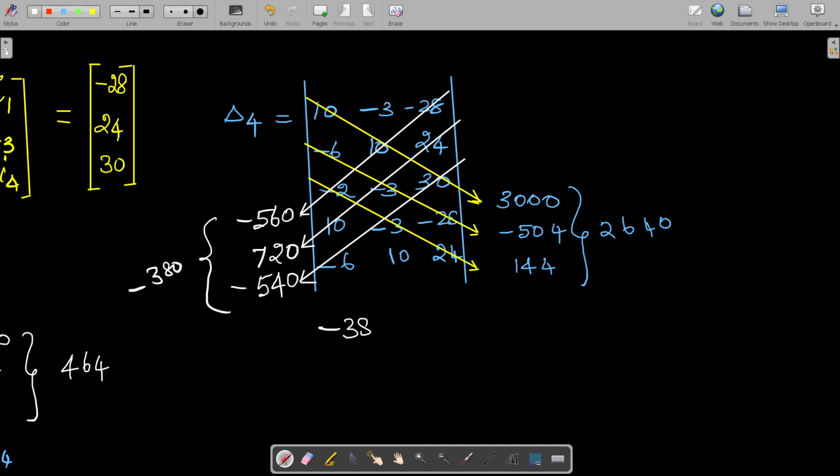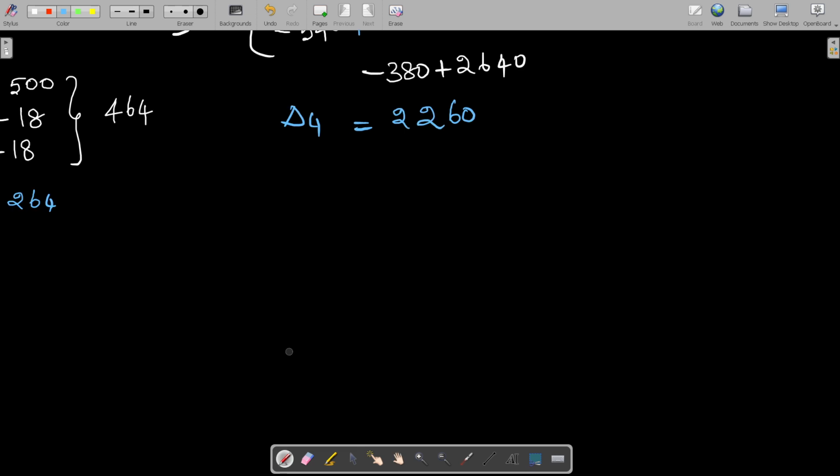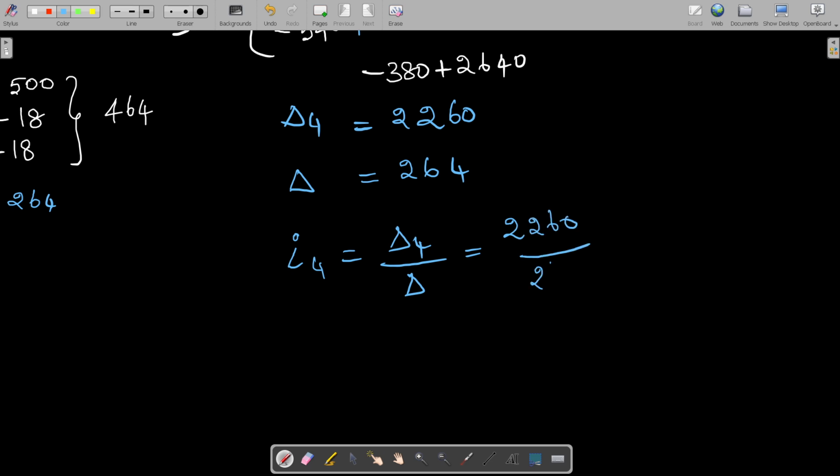So you have to sum up here, minus 380 plus 2640. So you get the del 4 value as 2260. Already we got this del value. Del value is 264. So what is our I4? I4 is del 4 divided by del. It is nothing but 2260 divided by 264. That is equal to 8.56 amperes. And we know already that this I4 is nothing but the I current, isn't it?